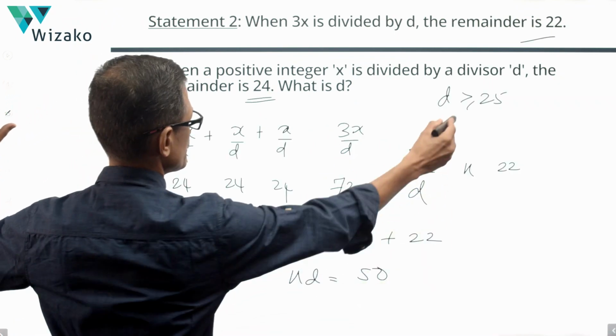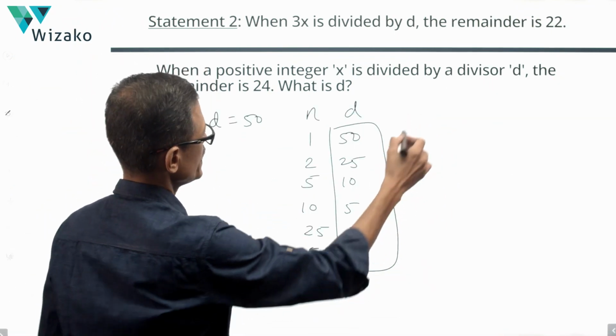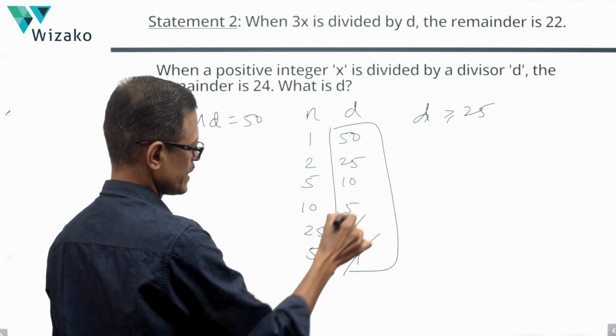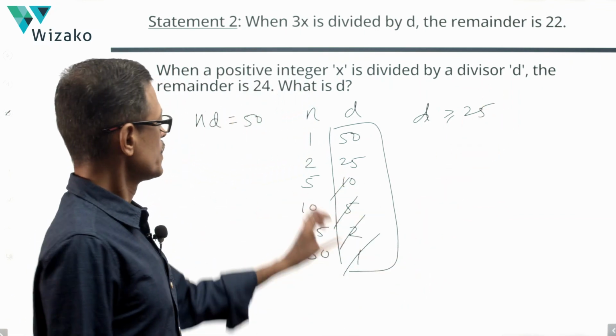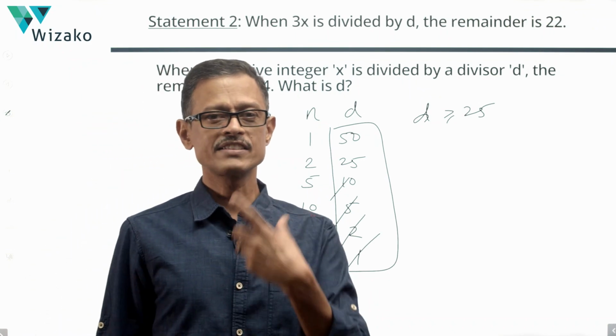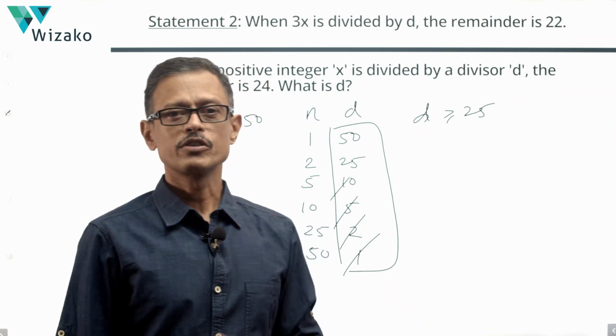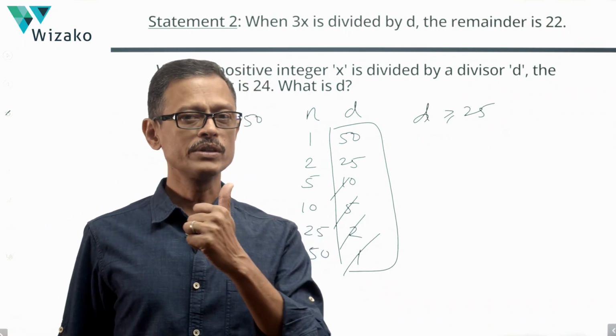Now juxtapose that with this information that D should be greater than or equal to 25. Not greater than or equal to 25, not greater than or equal to 25, all these four are ruled out. So still we are left with two possibilities. The divisor could be 25 or the divisor could be 50. This information will hold good. So we got two values for the divisor, so statement 2 alone is not sufficient.